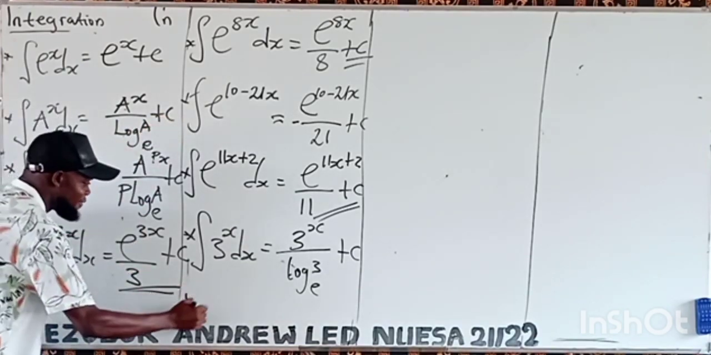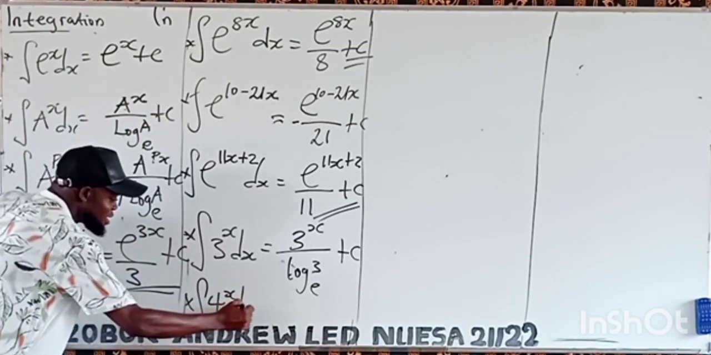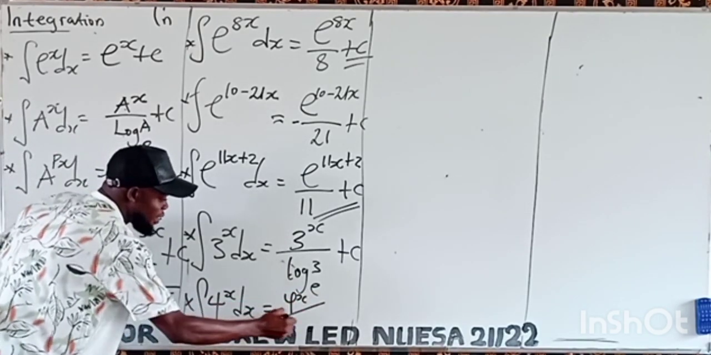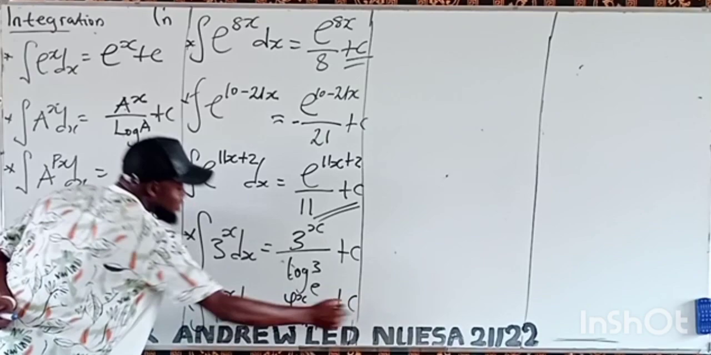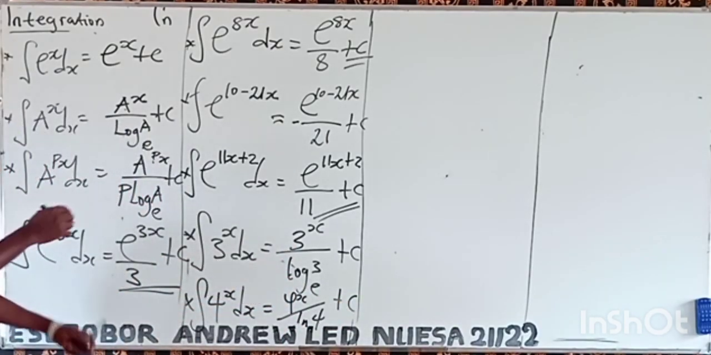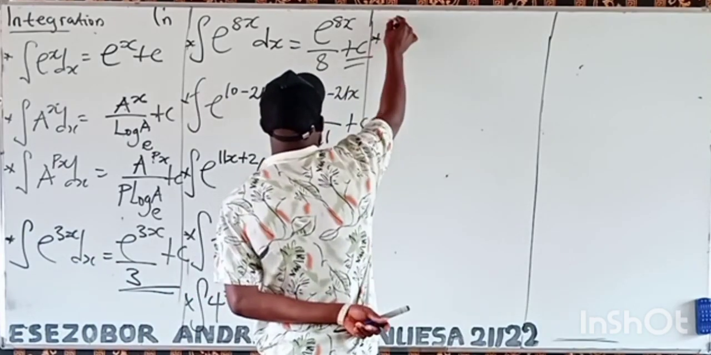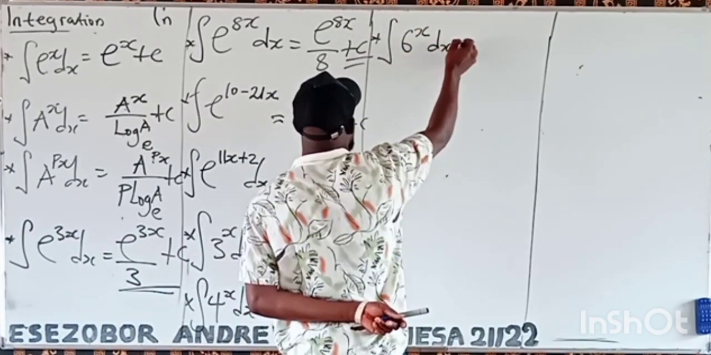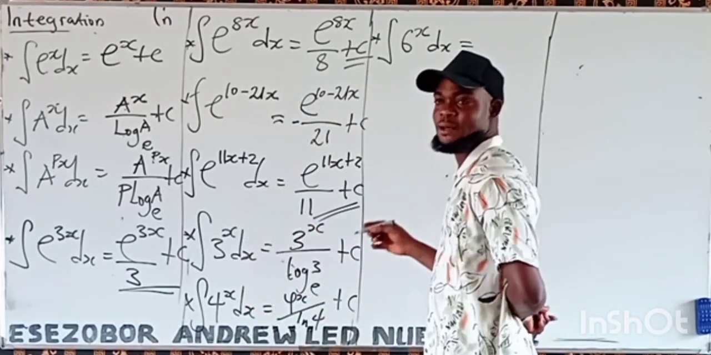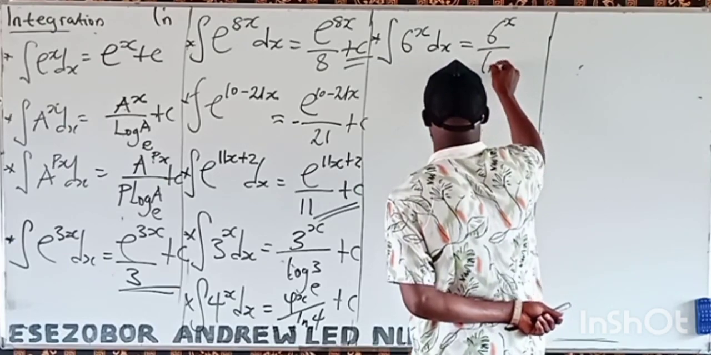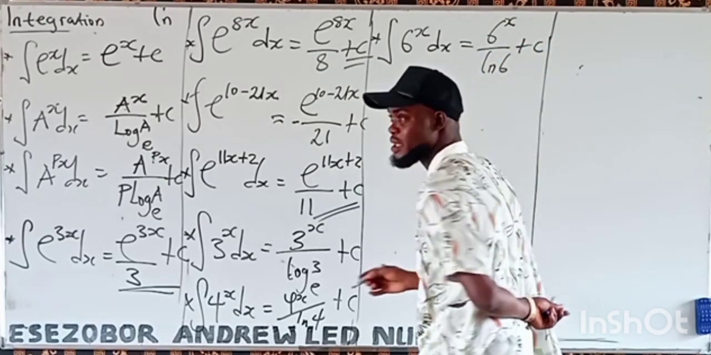So if I say I have the integral of 4 raised to power x dx, I can also write it as 4 raised to power x all over ln 4 plus c. Remember, ln and log to base e are the same. So let's have integral 6 raised to power x dx. What will you say the answer is? The answer will be 6 raised to power x over ln 6 plus c.